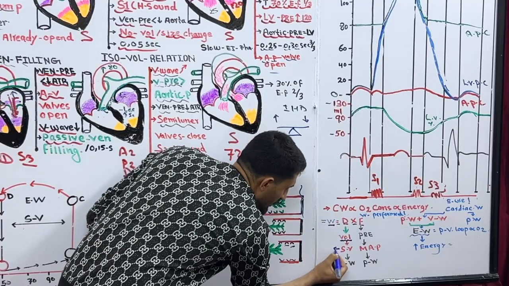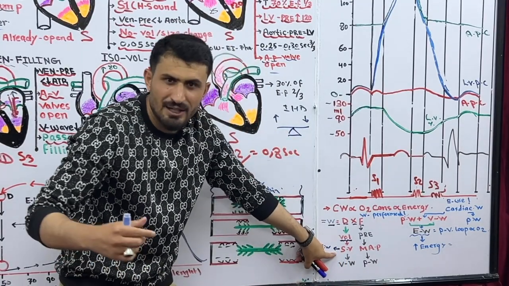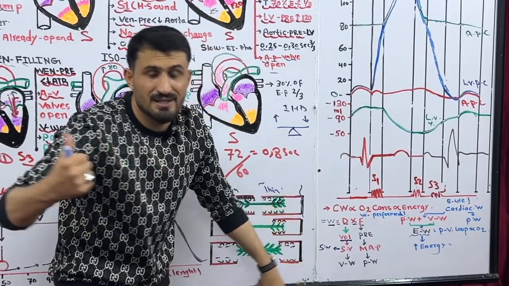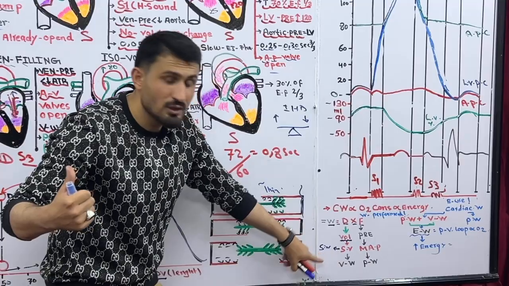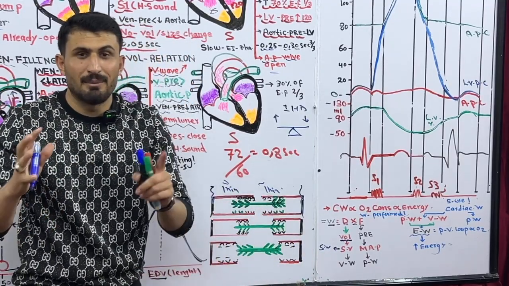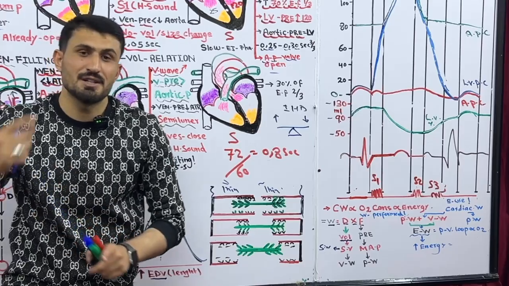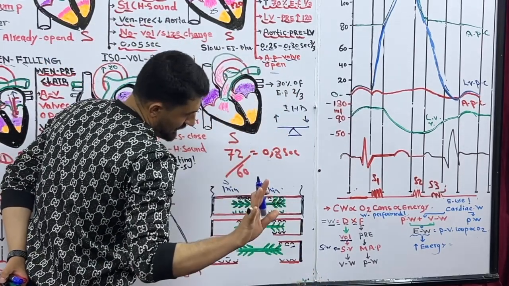Sometimes this is also called stroke work. The amount of blood which is ejected by the heart per minute is called cardiac output. Sometimes this is also called minute work. It means the amount of work done by the heart in 1 minute. Got it? So now here, very easy. Okay, don't worry.